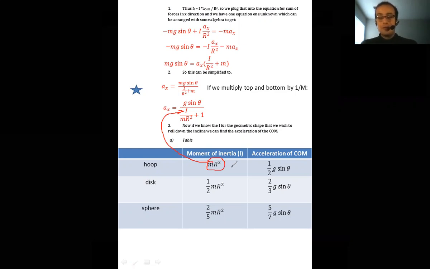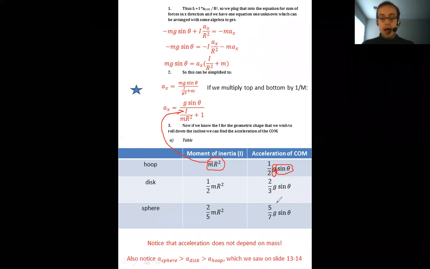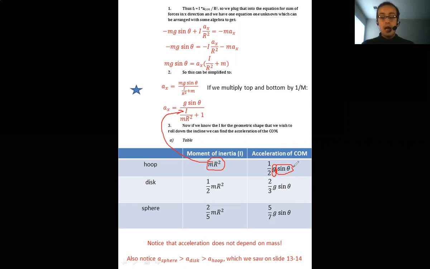The acceleration of the center of mass in this case is entirely dependent on which planet we're on and the angle at which the ramp is slanted. And it's also dependent on what kind of shape you're using, because that's what you're plugging in for moment of inertia. So moment of inertia gets plugged in here, and these are the accelerations of the center of mass. You'll notice first that the acceleration is not dependent on mass. You will also notice that the highest acceleration is that of the sphere. That's 5/7 g sine theta, as opposed to 2/3 g sine theta for the disk, as opposed to 1/2 g sine theta for the hoop, which is exactly the same as what we would expect from what we saw in slides 13 and 14.